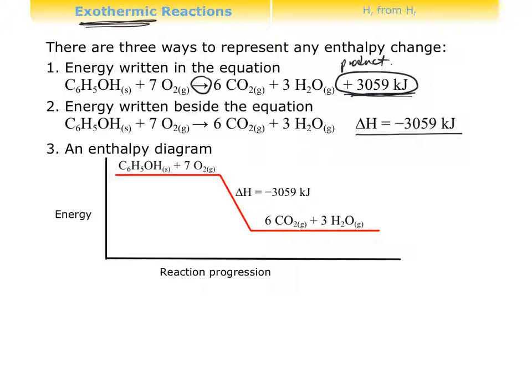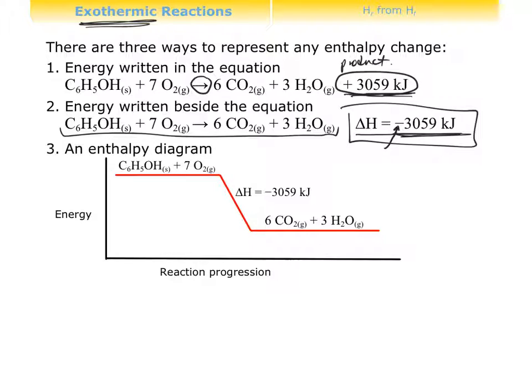Another way you can write it is just write the reaction out normal and then say, hey, the change in heat for that particular reaction, or the heat of reaction, is this. Notice they have a negative there. That indicates an exothermic reaction. The last way you can do it is using an enthalpy diagram, and it's basically just saying how much energy you start with and how much energy you end with.